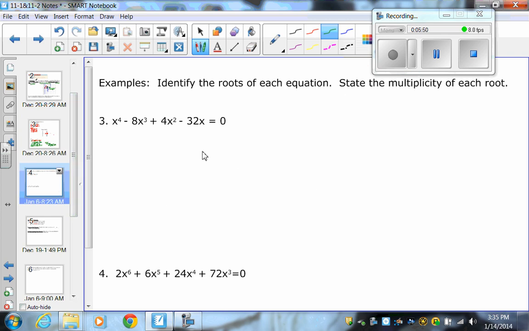The next set of examples is pretty much the same thing, it's just worded a little differently. So it says identify the roots of each equation and state the multiplicity of each root. So I'm going to try to factor this, and first thing I can do is pull out an x.